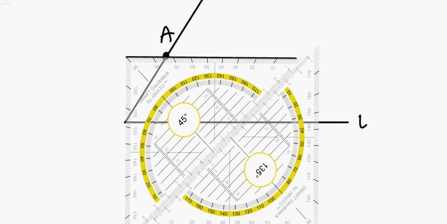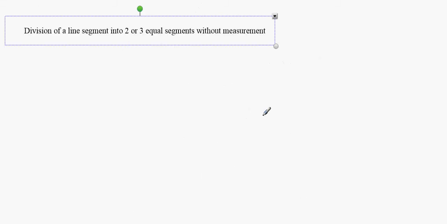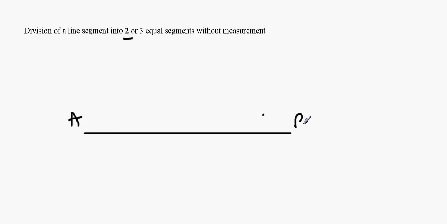Next one. Division of a line segment into 2 or 3 equal segments without measure. So we're going to divide a line segment into 2. We'll do it 2 different ways, right? So here's my line segment here, and what I want to do is divide this line segment in half without measuring.